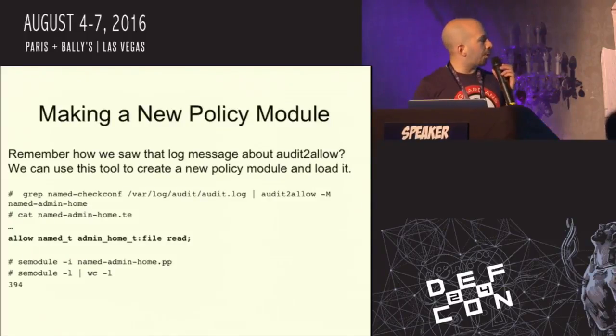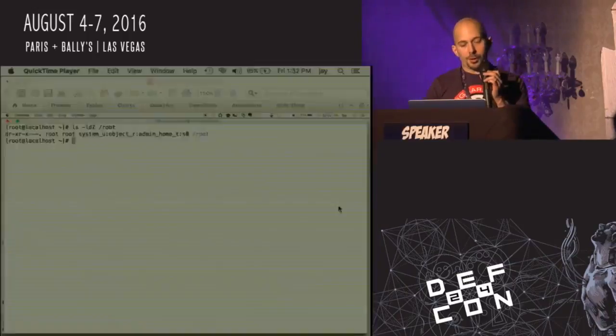So what we're going to do is run audit2allow to create a new module called something like named_admin_home. I'll show you the rule that it generates. We'll insert that module into our running policy, and then we'll have one more, and then stuff's going to work. So let's look at that video.